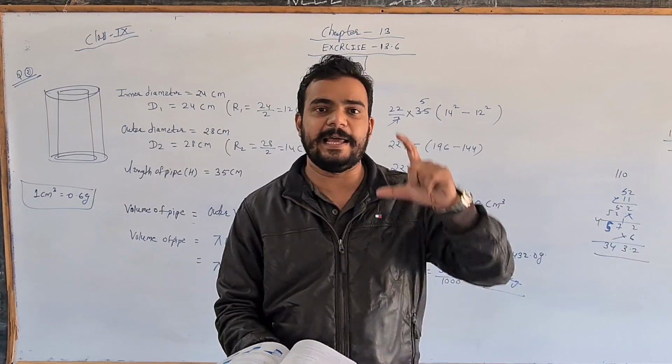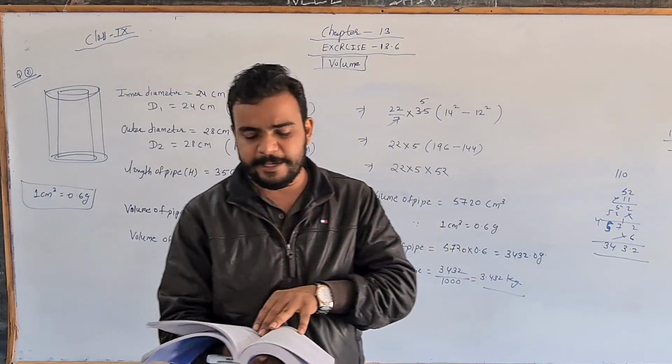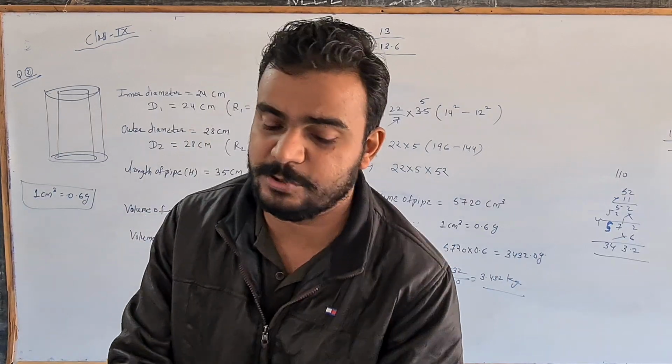The length of the pipe, meaning the height of the pipe, is given as 35 centimeter, and we have to find the mass of the pipe if 1 centimeter cube of wood equals 0.6 gram.